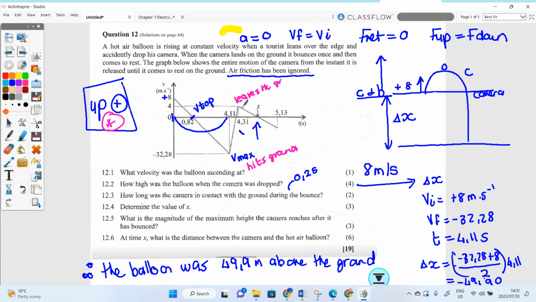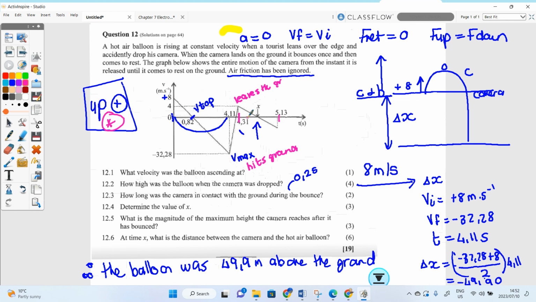Now it leaves the ground, slows down, stops. What happens there at x? It starts going down. Where is it now? At the top, the top of the second bounce, and then it goes down. And what happens at 5.13? Hits the ground again. So that time and that time, what do we know about it? Must be equal. So can you work out what x is? Yes, because you can work out the distance between 4.31 and 5.13 and just divide it by 2.